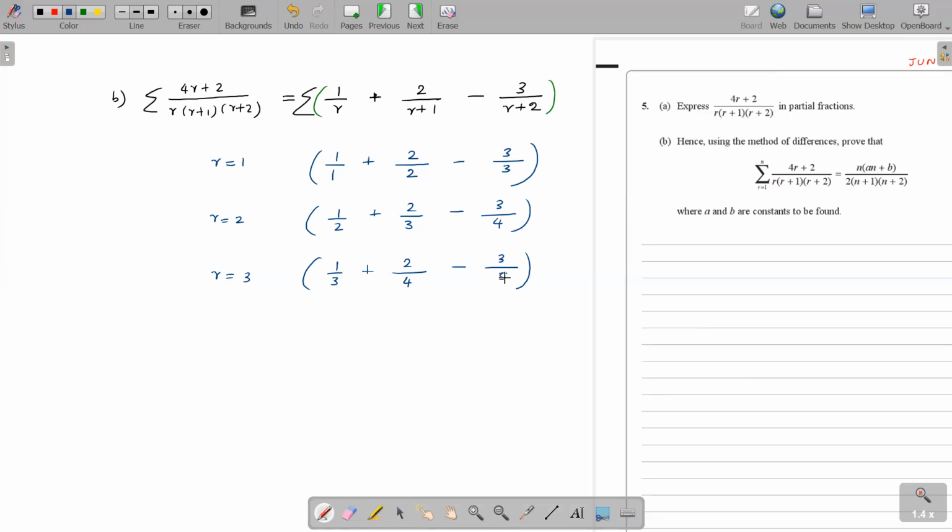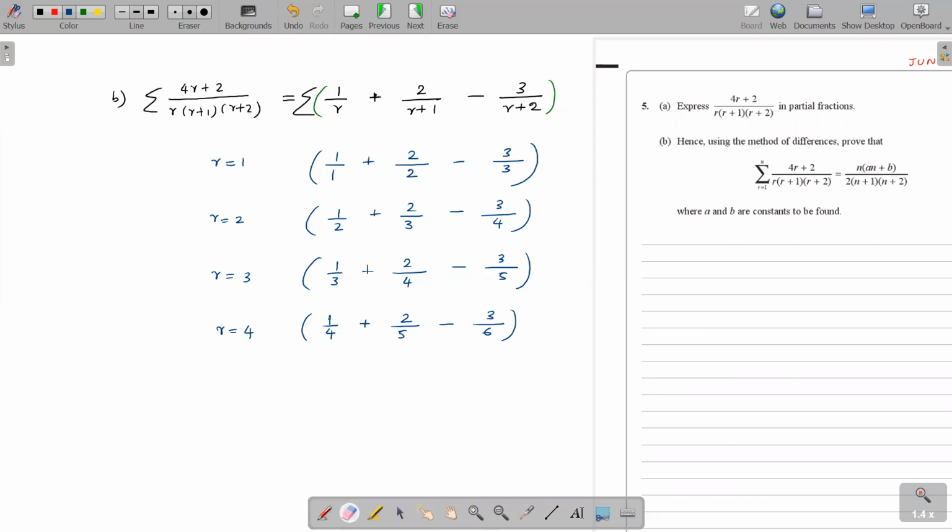Now the thing is, we need to figure out the pattern, right? That is the most important thing. Let me write a few more, r equals 4 as well, because there are 3 fractions. Normally we know how to deal with 2 fractions, but over here there are 3 fractions. Okay, when r is 4, we get 1 over 4, plus 2 over 4 plus 1 is 5, minus 3 over 4 plus 2 is 6. Agreed? Okay, now at least at this point, it should be enough.